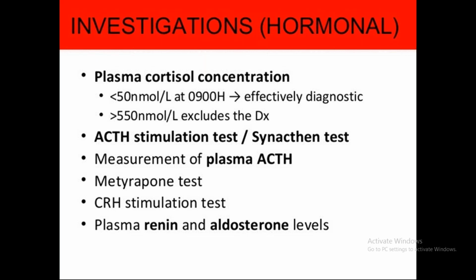So here are the estimation of plasma cortisol concentration, the synacthen test or adrenocorticotropic hormone stimulation test, measurement of plasma adrenocorticotropic hormone, the metyrapone test, the corticotropin releasing hormone stimulation test, and the plasma renin and aldosterone levels. These are all different investigations. Systematically, the investigations are performed to come to the conclusion whether the person is suffering with hypo or hyper functioning of this gland.